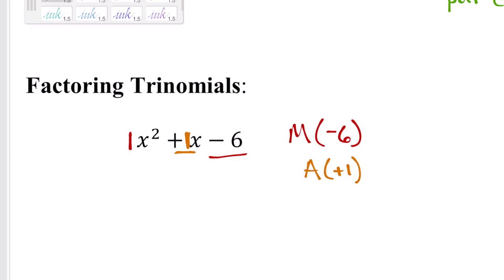So the first thing I'm going to do is list out all the things that multiply to give me 6. So I know 1 and 6 and 2 and 3. These are the things that multiply to give me 6.